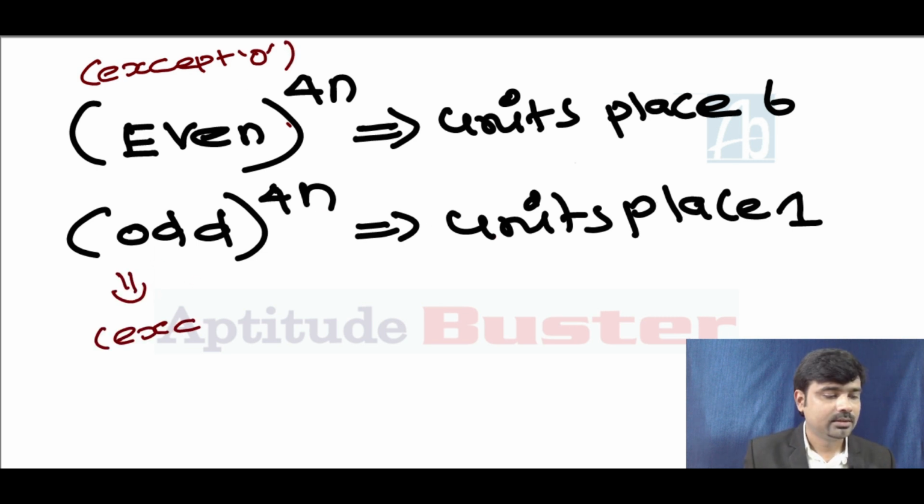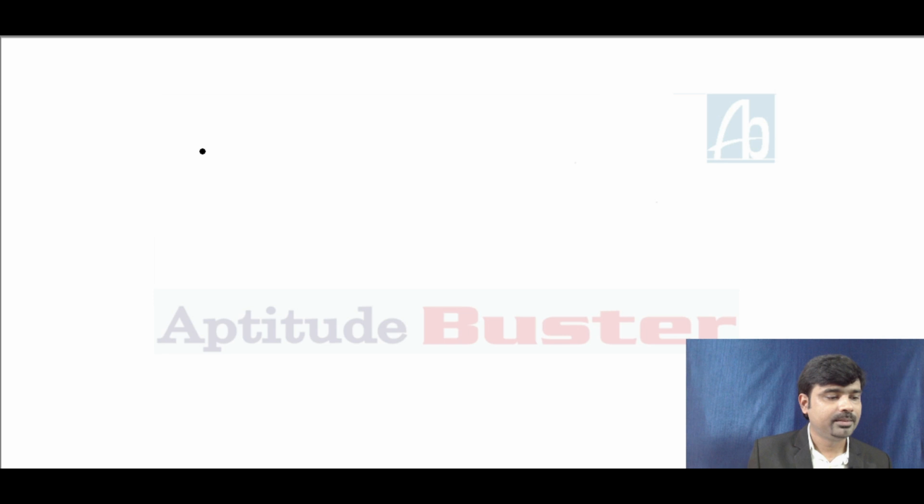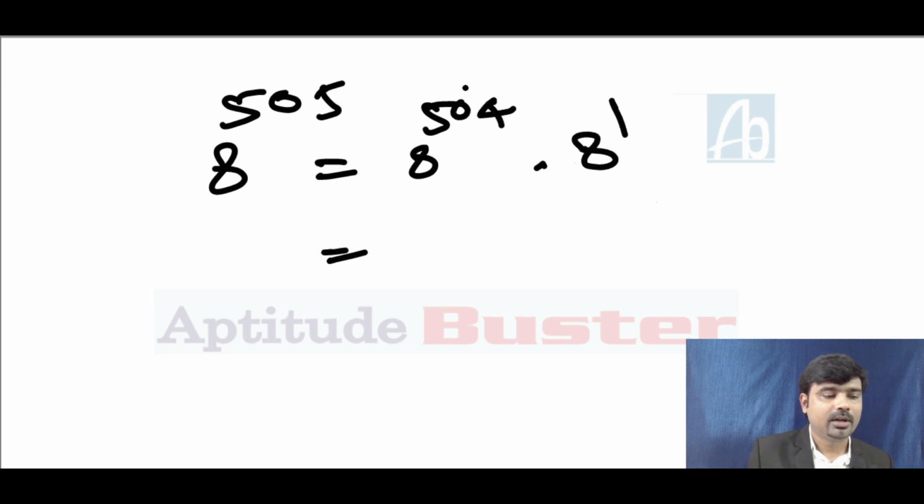Here also, except 5. Remaining even power 4n, unit space is 6. For odd power 4n, unit space is 1. We know these two exceptions. For example, 8 power 505. 8 power 505 is 8 power 504 into 8 power 1. For 504, the unit space is 6, into 8. The unit space is 6 into 8, 8.